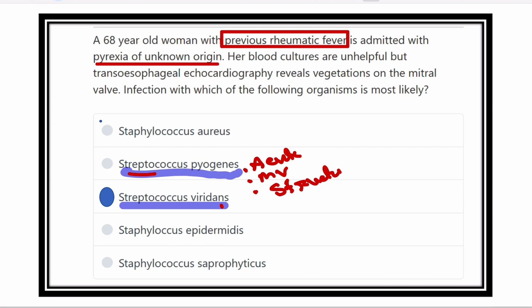So I think it should be kept in mind that in the acute form, it is Streptococcus pyogenes, but when the vegetation is established, that means the heart valve damage is established, and then again infection occurs on the damaged heart valve, in this condition the answer is Streptococcus viridans.